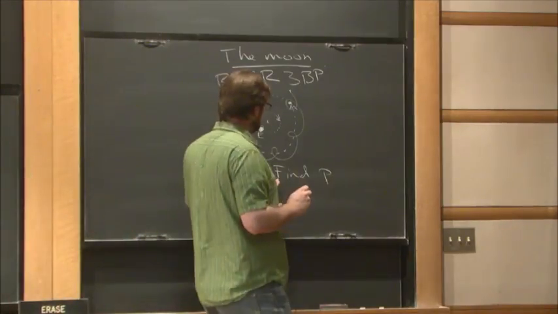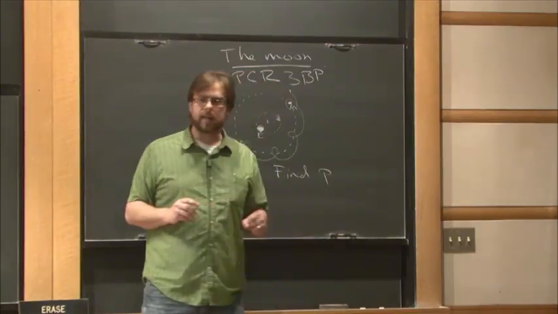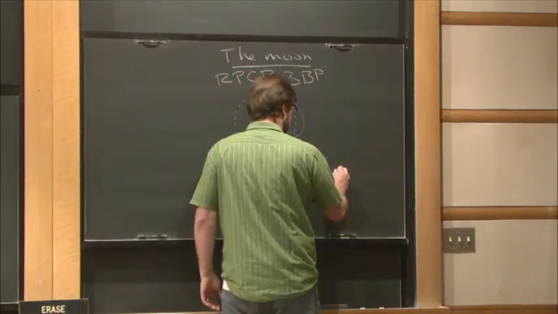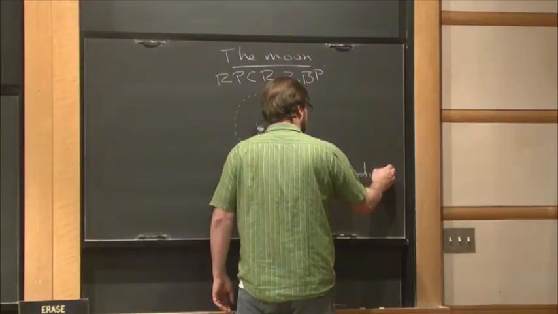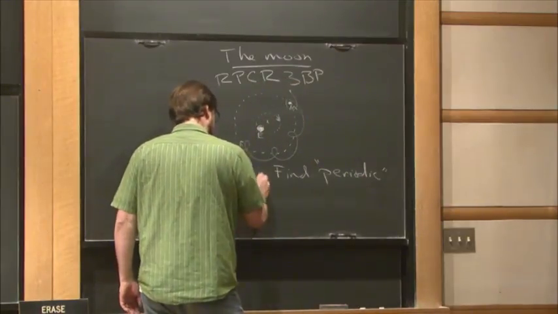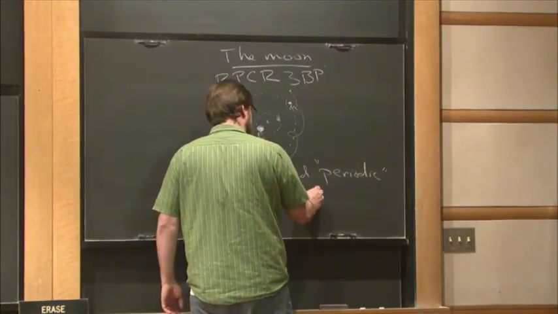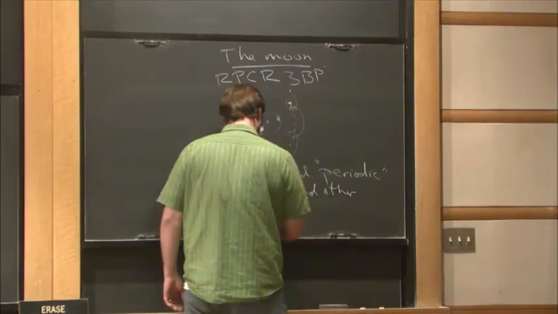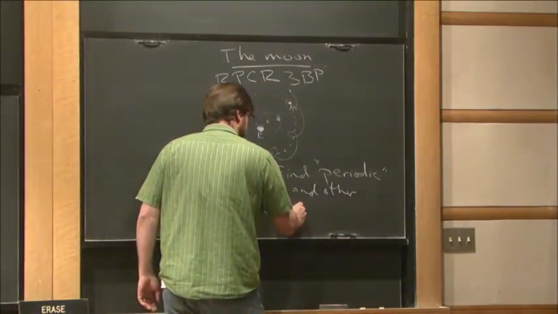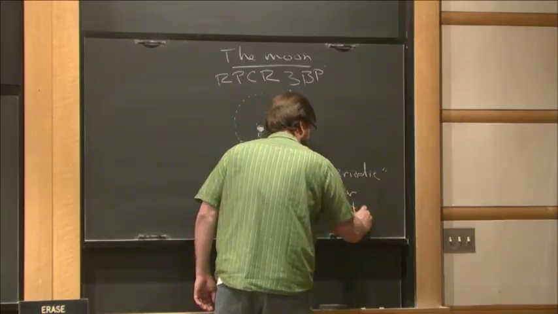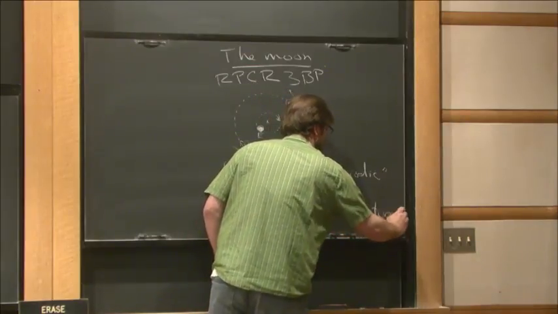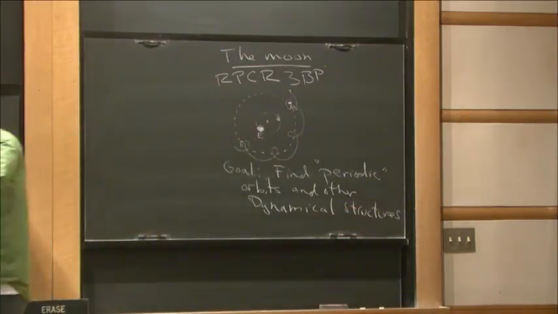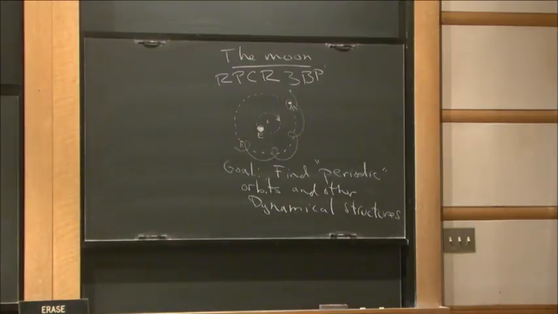So now what we want to do is find, and by find I mean prove the existence of, periodic orbits and other dynamical structures. So dynamical structures for us, as we'll see, are going to be surfaces, global surfaces of section.